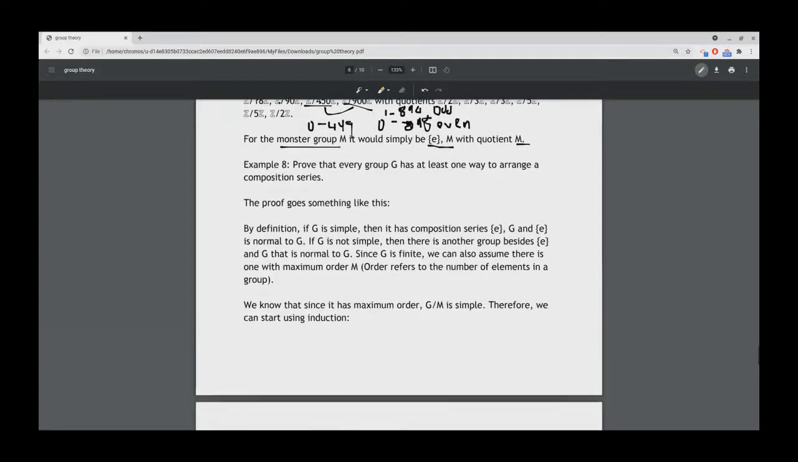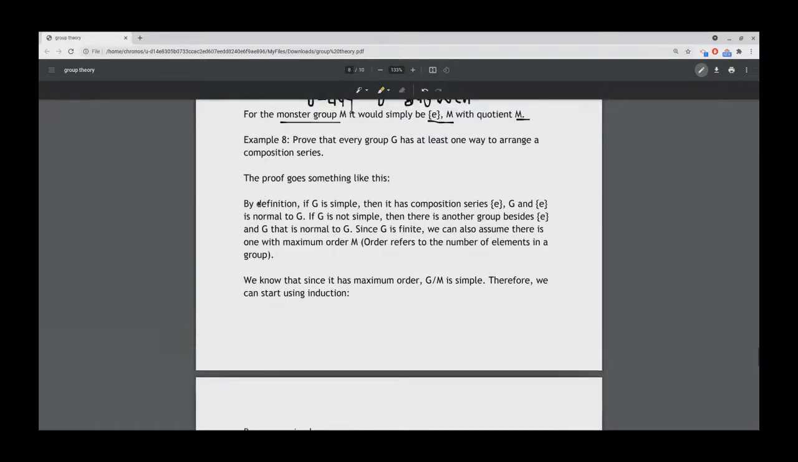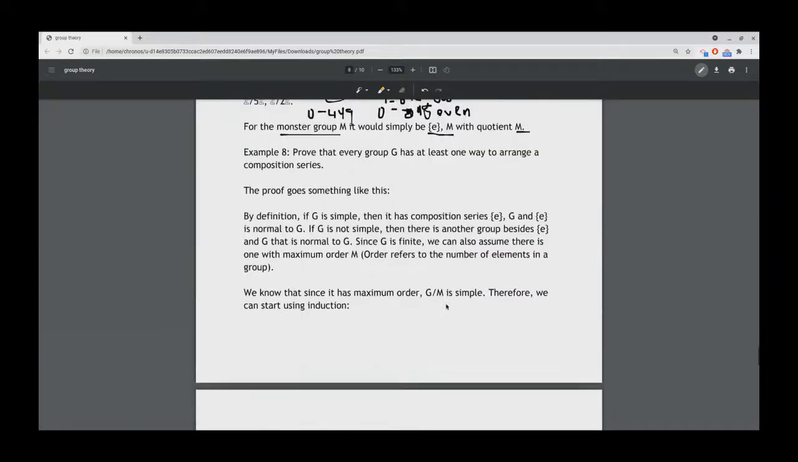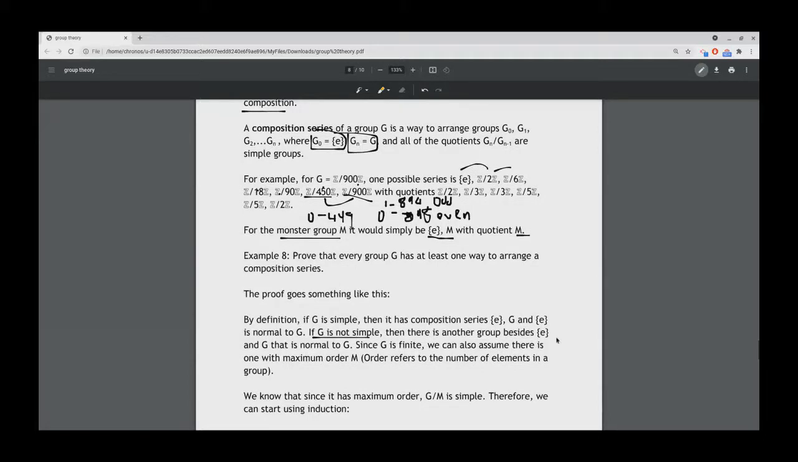So the proof goes something like this. By definition, if G is simple, then its composition series is E, G, and E is normal to G. If G is not simple, then there's another group besides E and G that is normal to G. So if G is not simple, like up here, Z over 900Z, there's another group besides E and G that's normal to G. For example, we showed you that Z over 450Z is normal to 900.